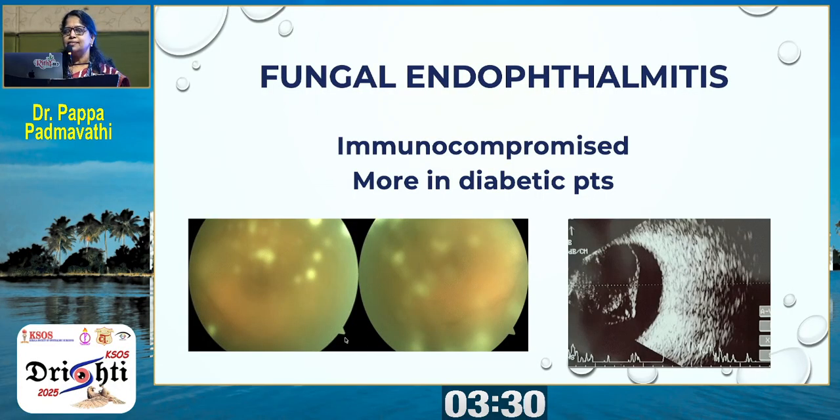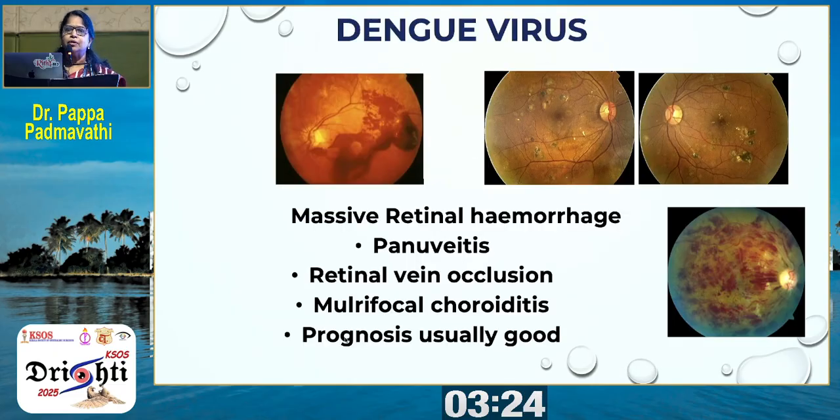Fungal endophthalmitis is common in immunocompromised patients and also in diabetic patients. The next common virus is dengue. Because of the thrombocytopenia, it can cause massive retinal hemorrhages. It can cause a panuveitis-like picture or multifocal chorioretinitis, and usually the prognosis is good.